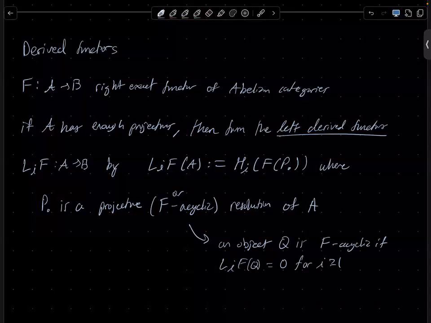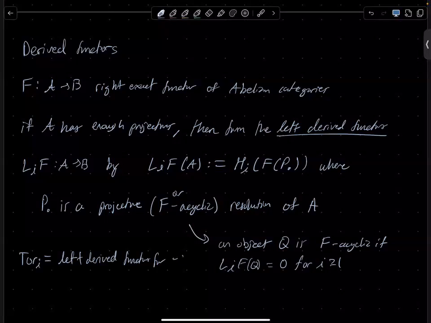So I guess in order to know if something is F-acyclic, you need to first calculate the higher derived functors using a projective resolution and then test it against an object. And then once you know that these are F-acyclic, then you can use those objects in a resolution if you like. Okay, so Tor_i are the left derived functors for tensor product, or the other tensor product.